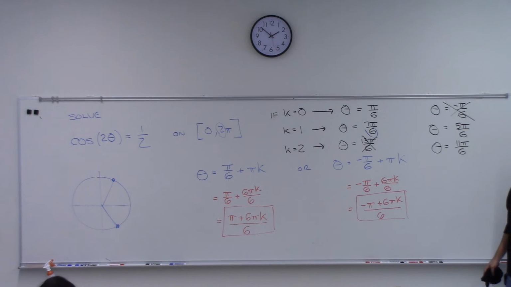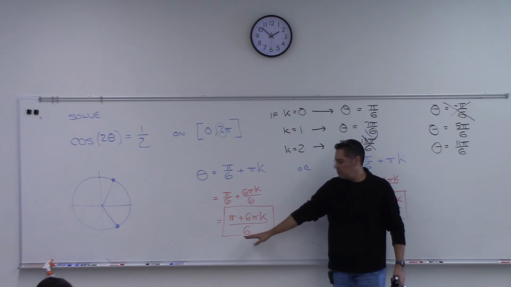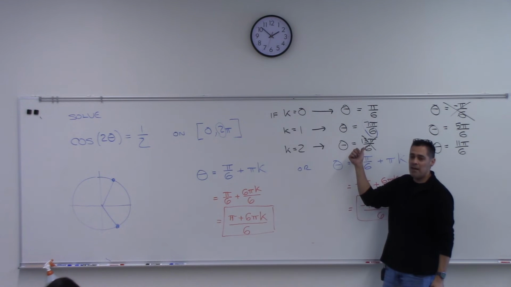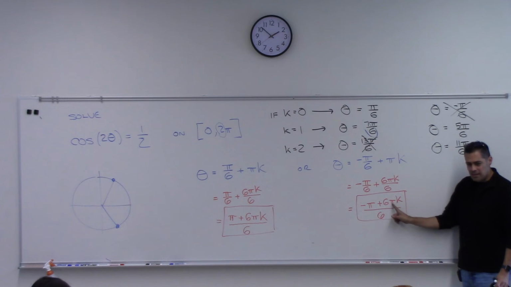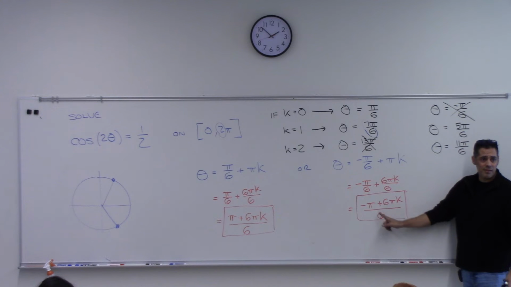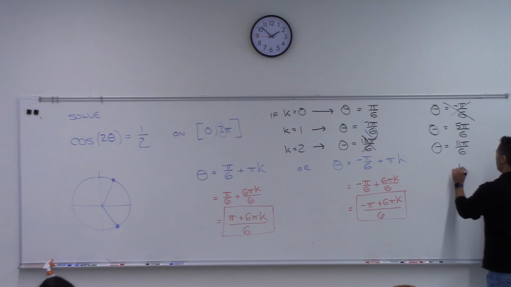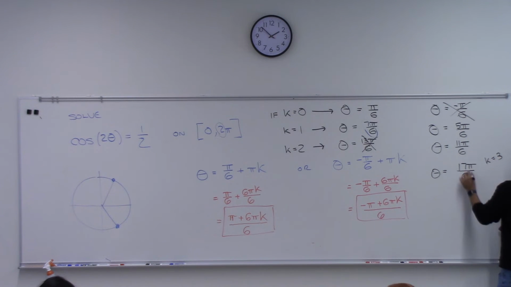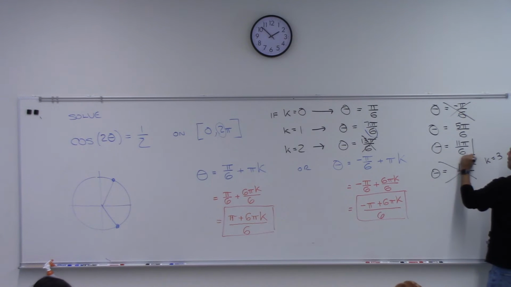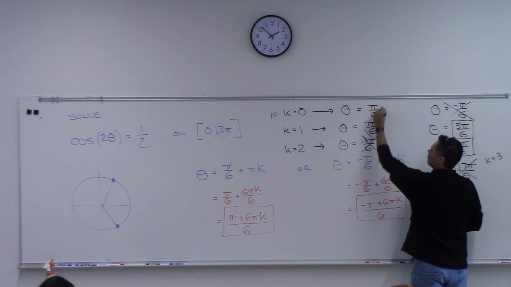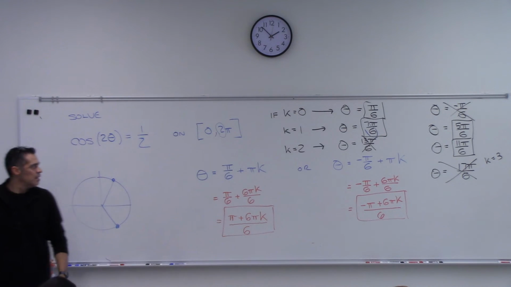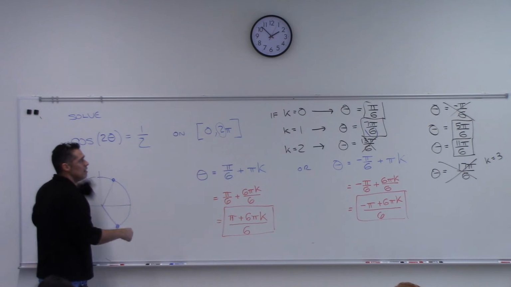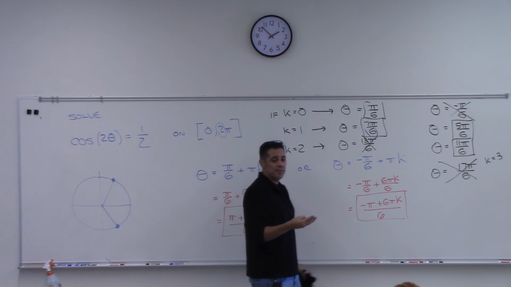How about k is 3? We don't need to check here, do we? We already know the last one was too big, right? So the next one will be too big. How about k is 3 here? 3 and 6 is 18 pi. Take away pi. It's 17 pi over 6. Too big. 17 pi over 6 would be our next one. And this was for k is 3. And that doesn't work. So how many answers do we have? 4 solutions. The 4 solutions to this trig equation are pi over 6, 7 pi over 6, 5 pi over 6, and 11 pi over 6.